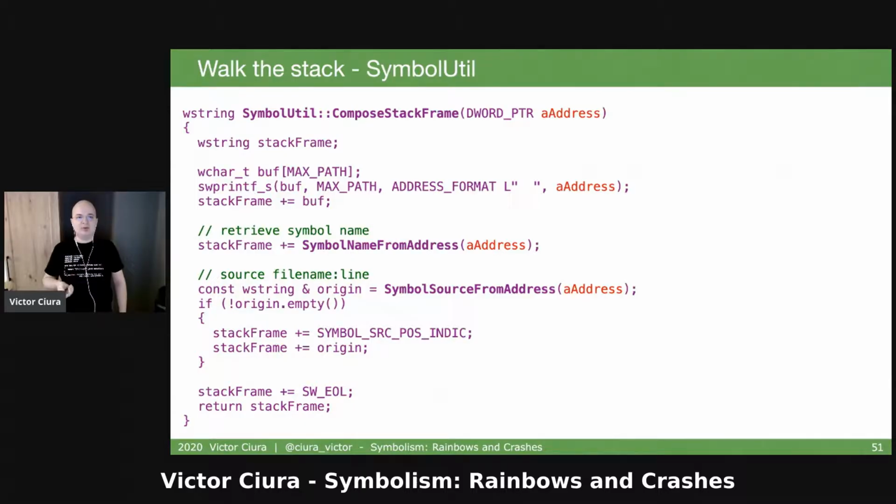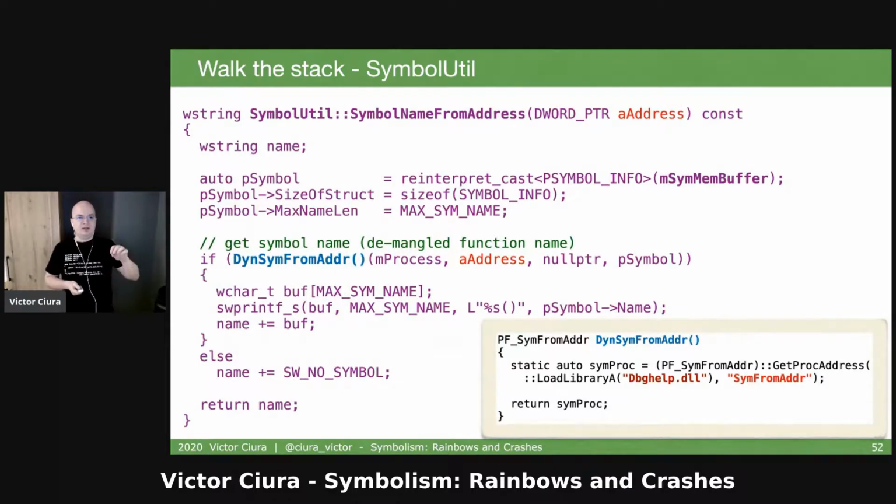This composed stack frame from the symbol explorer is very simple. You have the address, again, two helper functions, symbol name from address and symbol source from address, that give the name and file names, file line. Very simple, trivial. And symbol name from address uses this API from the Debug Help Library. You see there, DbgHelp.dll. You have the API SymFromAddr.